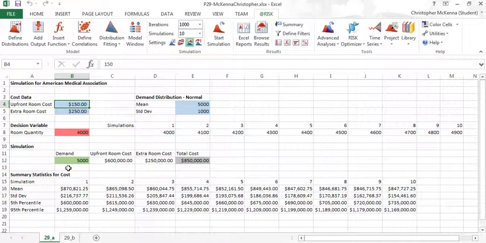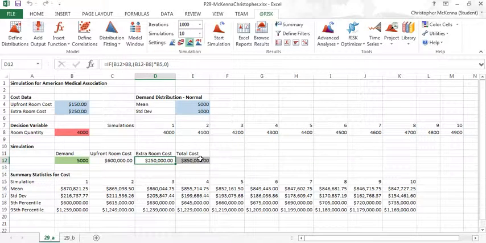And in the situation that's currently laid out here, we have a demand of 5,000. So we have an excess of 1,000 rooms that need to be accounted for at the time of the conference. So that difference between the demand and how many we actually ordered of 1,000 rooms will be multiplied by $250, that cost of getting the room at the time of the convention. And in the situation that demand is lower than the room quantity that's ordered by the American Medical Association 6 months in advance, this extra room cost will be $0.